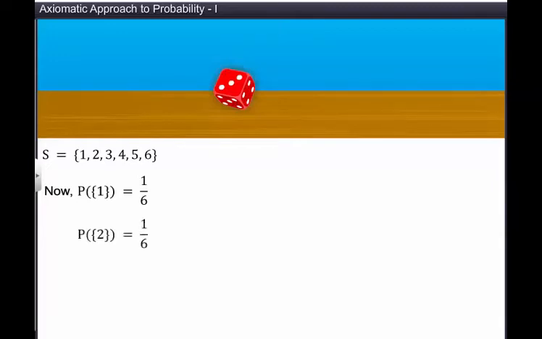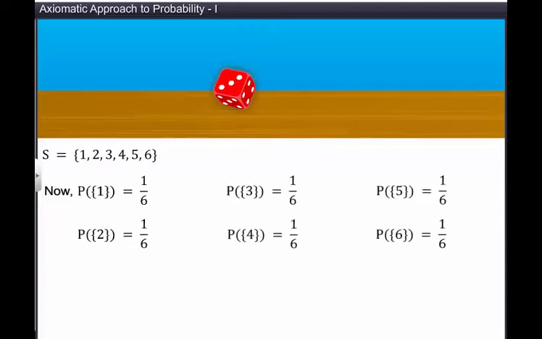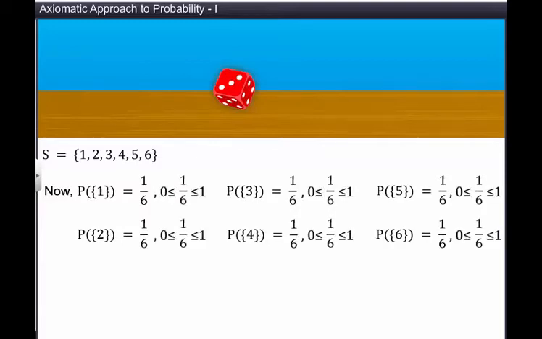In all the cases, we notice that the probabilities of the events are equal, which is 1/6. We also notice that the probability of each event lies between 0 and 1. Hence, the probabilities of the events satisfy axiom 1.